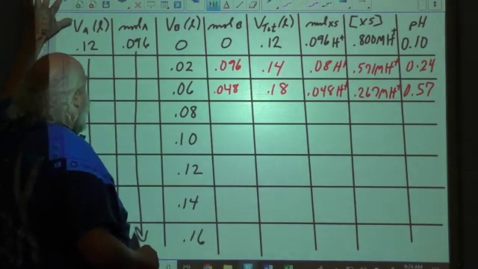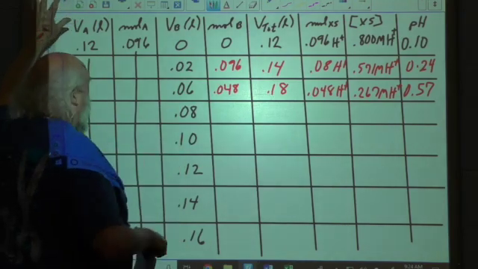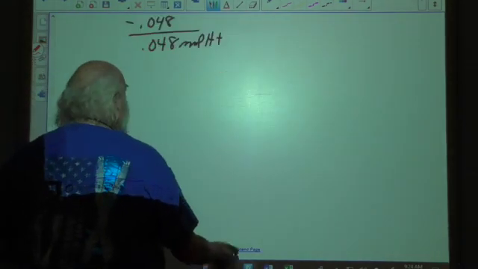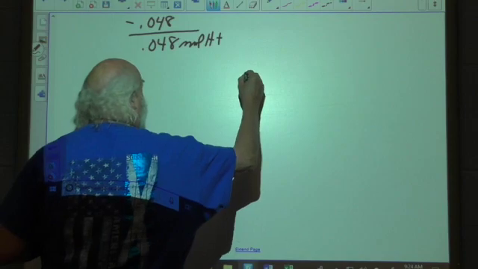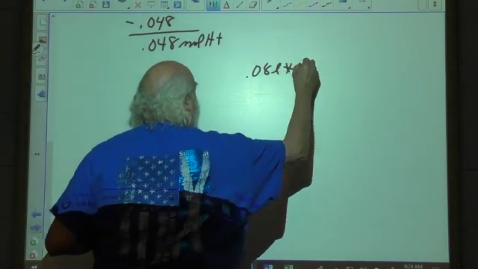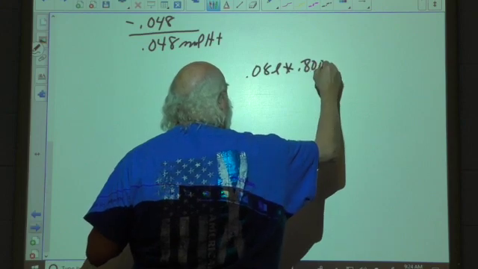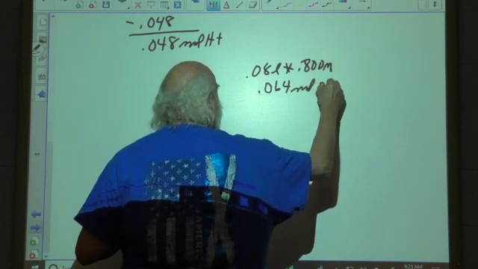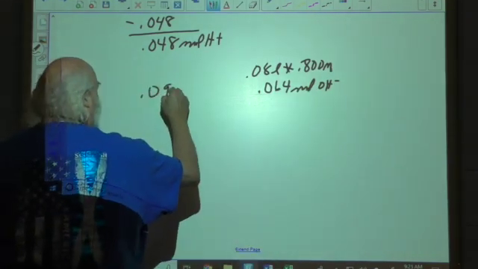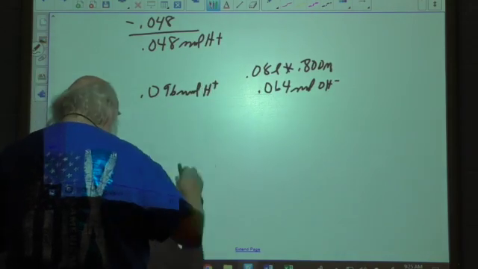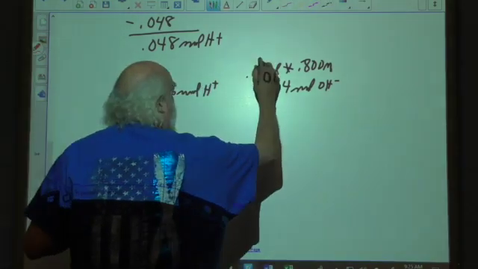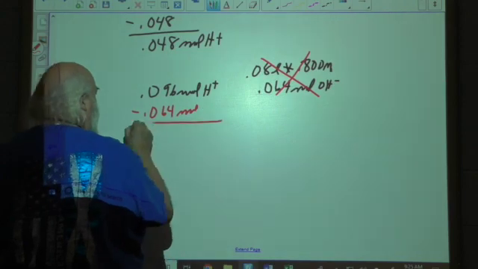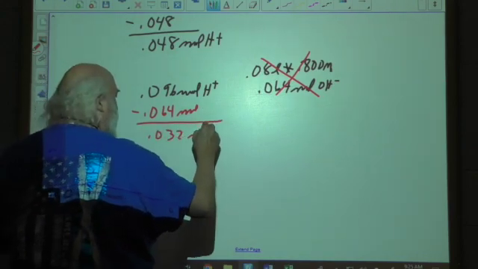All right, so we got 0.08 liters next. So we got 0.08 liters times 0.800 moles per liter, and this is 0.064 moles of hydroxide, sodium hydroxide, and we got 0.096 moles of acid. Again, we're going to eat up all of that, and it's going to take out 0.064 moles here to leave us 0.032 moles of H positive.